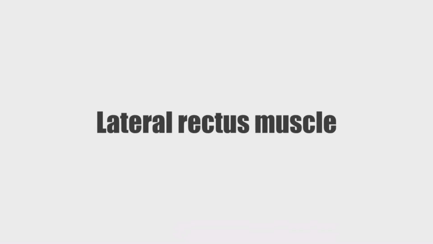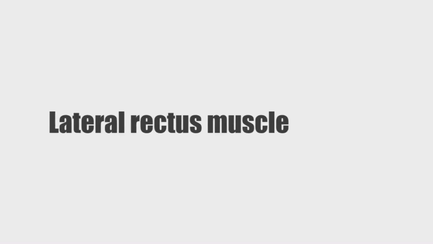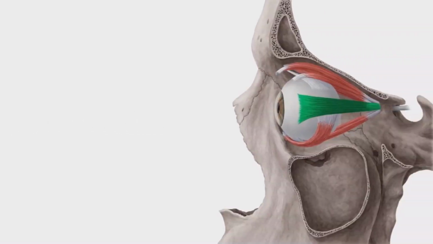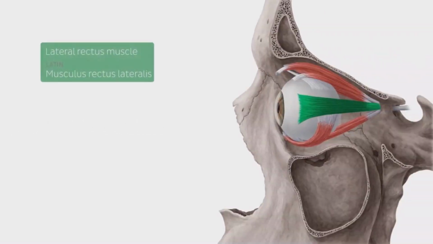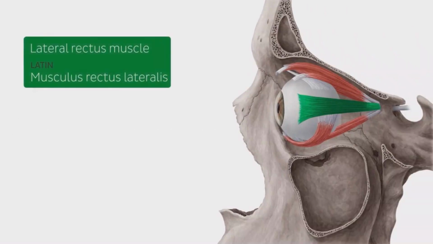Looking at the lateral rectus muscle, its origin and insertion, function, and innervation and blood supply. The lateral rectus muscle is one of the 6 extraocular muscles, which are extrinsic muscles lying on the outside surface of the eyeball. The extraocular muscles control eye movements.